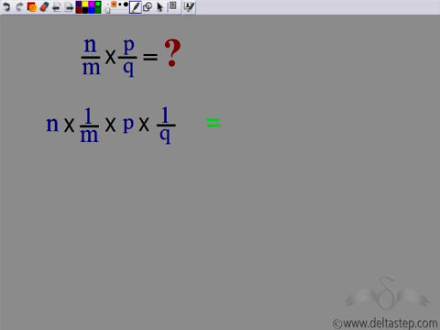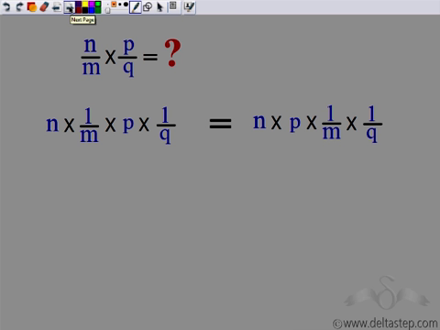Now, this I know would be equal to, since multiplication is commutative, I can interchange the two numbers. So, look at this number here. 1 by m is being multiplied by p. So, since multiplication is commutative, I can change these two numbers. So, this would be equal to n times p times 1 by m times 1 by q. So, this is what I get.